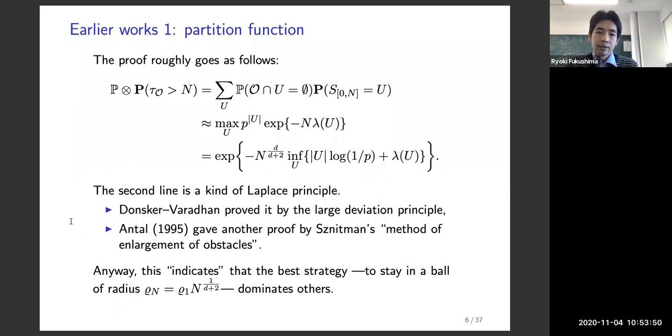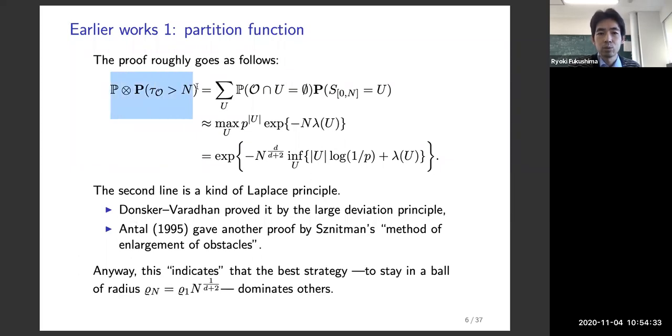Okay. So, of course, the most difficult part is this approximation, which, as I said, Donsker and Varadhan proved by the large deviation principle. And there is another proof due to Sznitman, by his method of enlargement of obstacles. So there are two proofs, but neither of them is trivial at all. Both of them are quite deep. But here, what I want to emphasize is not the technical difficulty, but what we can read from this argument.